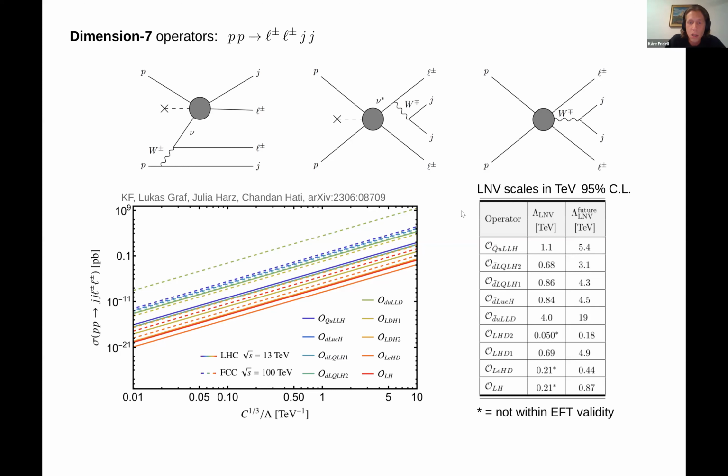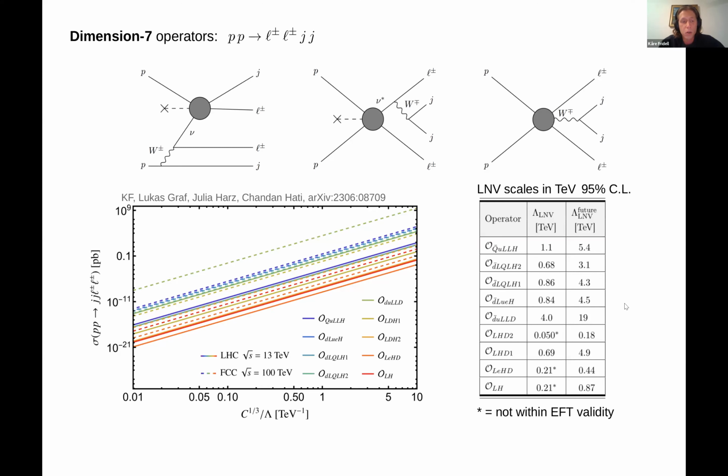Just to show you that the scale we can roughly probe these at the LHC is around a TeV for most of them. And if the FCC gets built, so that's shown here in the future lambda, we would probe scales a factor of a few, like half an order of magnitude, bigger, generally speaking. There's one operator, ULLD, here that we could probe at 19 TeV at the FCC.